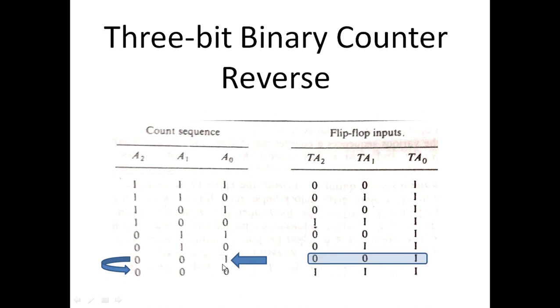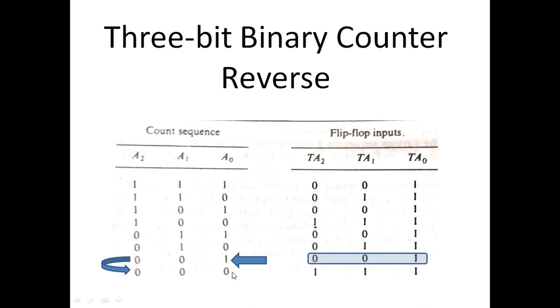Current state is here. Next state is this one. So we have to toggle the state of flip-flop 0. We have to keep the state of flip-flop 1 and we have to keep the state of flip-flop 2. So that would require 0, 0, 1. This one would toggle the state of flip-flop 0 and providing 0 would keep the state of flip-flop 1 and also it would keep the state of flip-flop 2. And that is the desired.